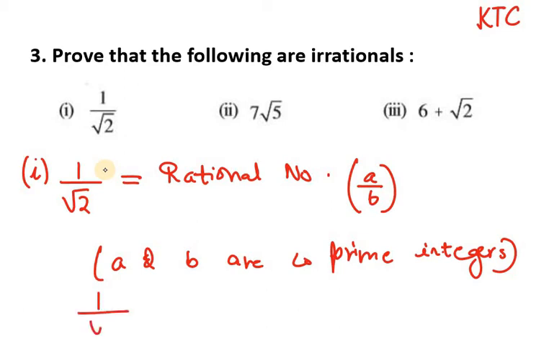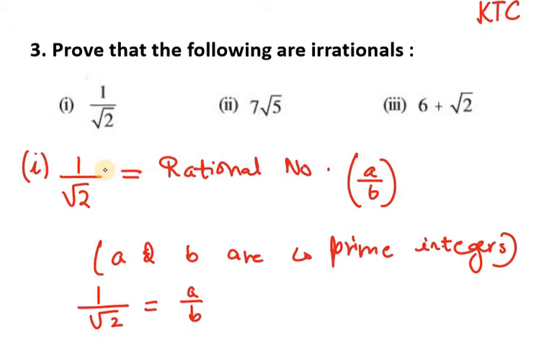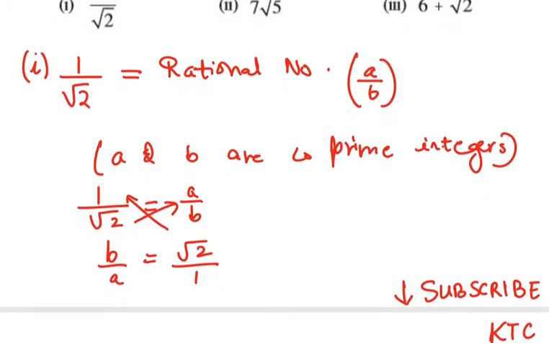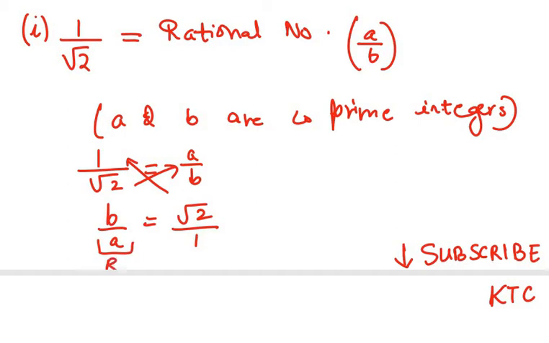Now we need to write 1 over under root 2 as A over B. Using cross multiplication or by rearranging, we can write it as B over A on the left hand side and under root 2 over 1 as right hand side. Now you can clearly see that we have left hand side as a rational number and right hand side as an irrational number. So again this is a contradiction, that a rational number can't be equal to an irrational number. So it is not possible, which means our assumption is wrong. Therefore, in the end, write under root 2 is an irrational number.